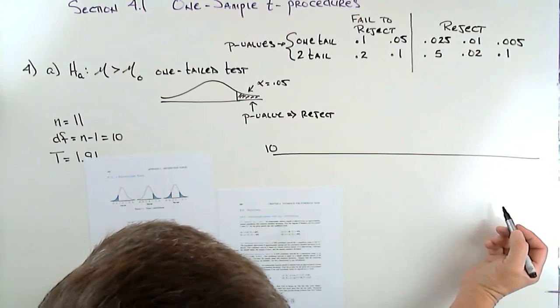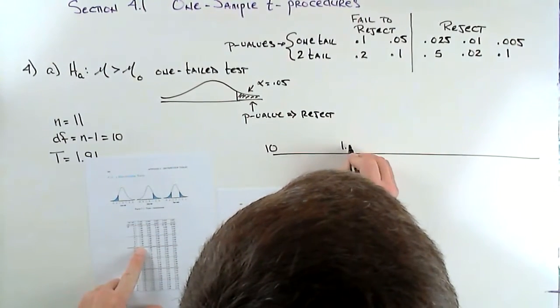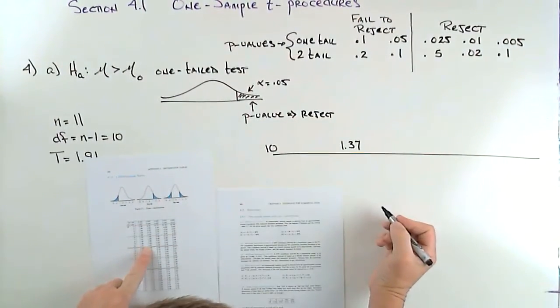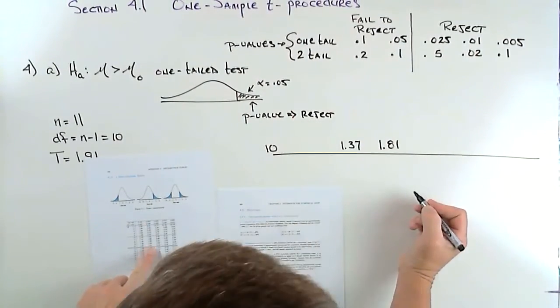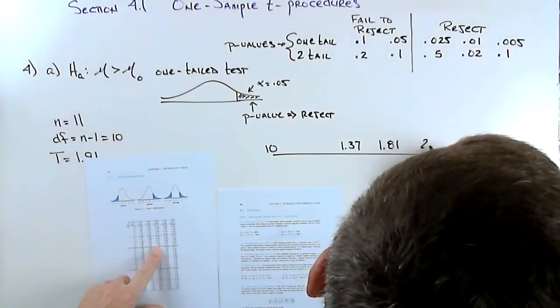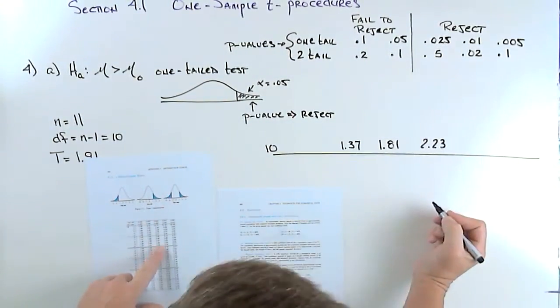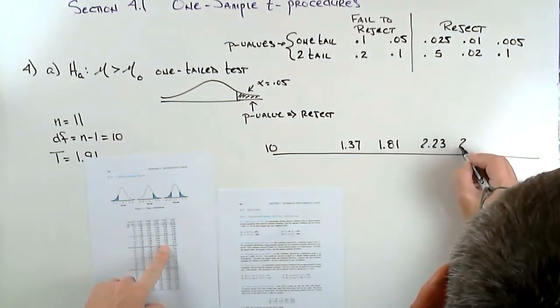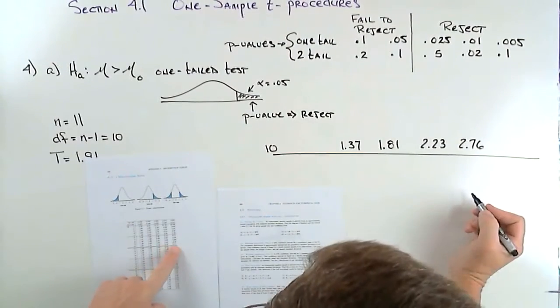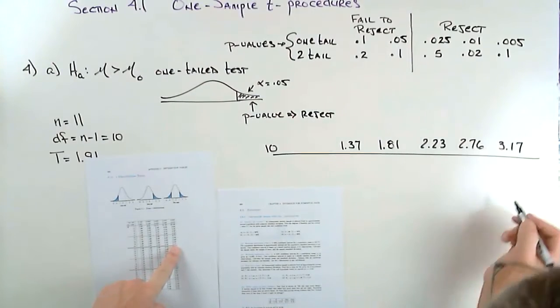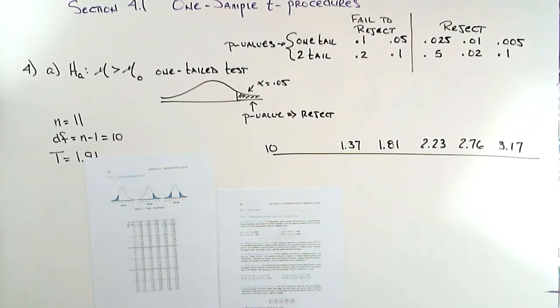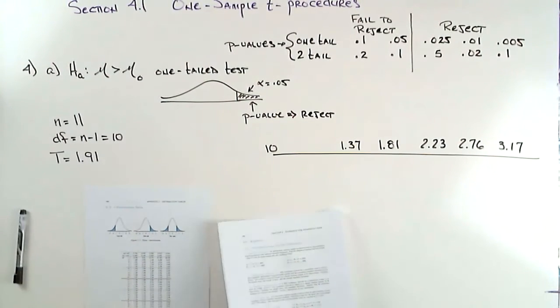Starting on the left-hand side of our table, we have a value of 1.37. The next value is 1.81. Then we have 2.23. Then we have 2.76. And finally, our farthest value to the right is 3.17. Now, we've done an example like this in class, but we'll do one here as well.